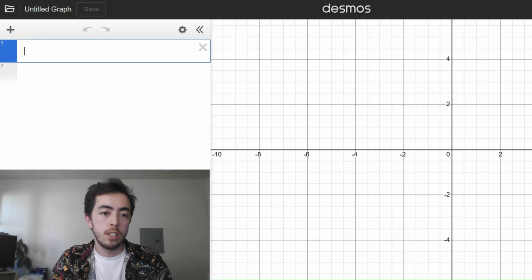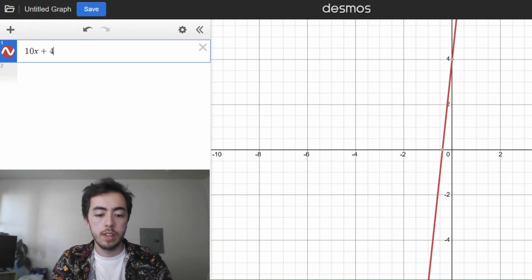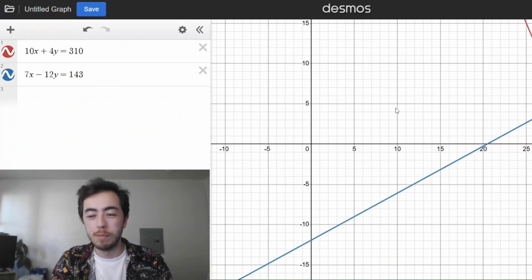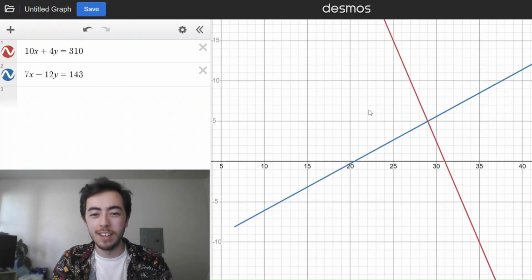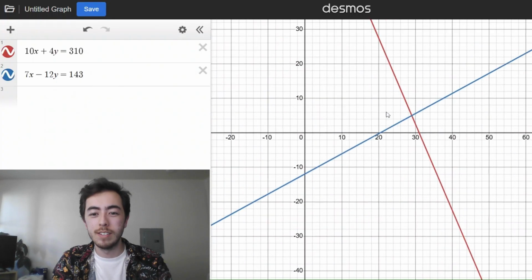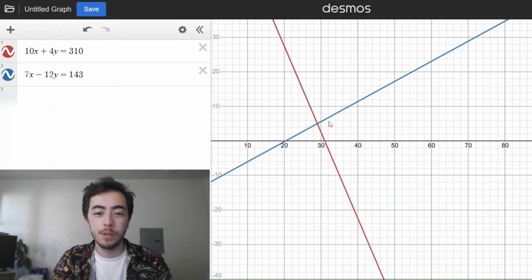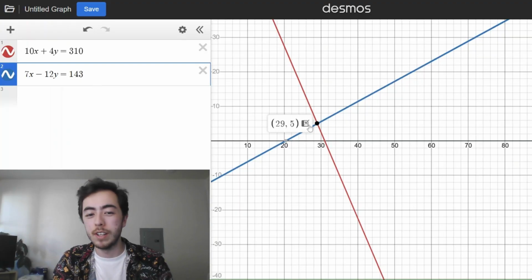And so finally, let's try solving it with graphing. And so there's the first equation, and the second one was, oh gosh, what was it again? 7x minus 12y equals 143. There we go. I tried memorizing the numbers and it turned out okay. So here are our two lines. They just kind of intersect in one spot. There's only one spot on the whole graph that they intersect. And it's right here when x is 29 and y is 5.